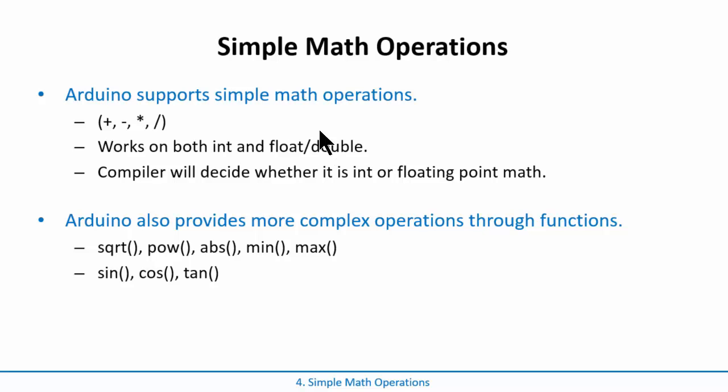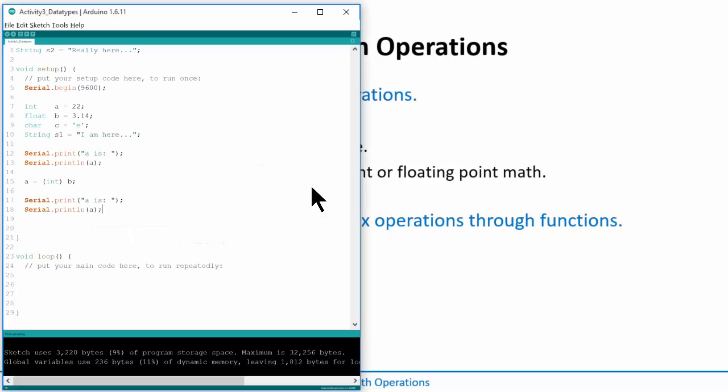You just allow the compiler to figure it out for you. So that's great. The other thing is that more complex mathematical operations like square root and sine and cosine, stuff like that, are also available, but they are provided through functions. Okay, so let's take a look at how this might work.